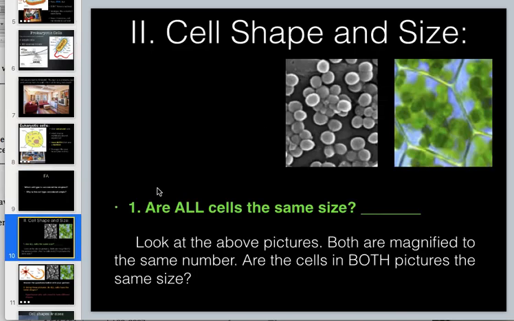Cell shape and size. Well, just by looking at these two pictures, are all cells the same size? Okay, obviously not. This is what infects a cut. You ever get a cut that's infected, you pour some hydrogen peroxide over it and it bubbles and fizzes? That's because it's killing off the bacteria in there. So each circle is one prokaryotic bacteria.